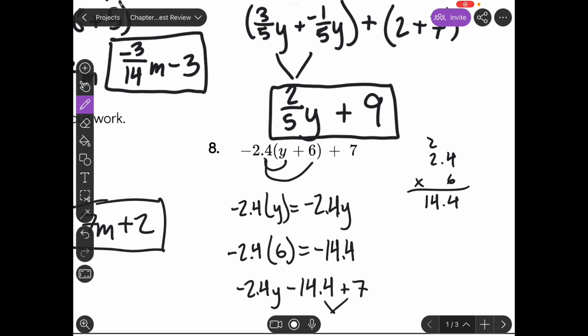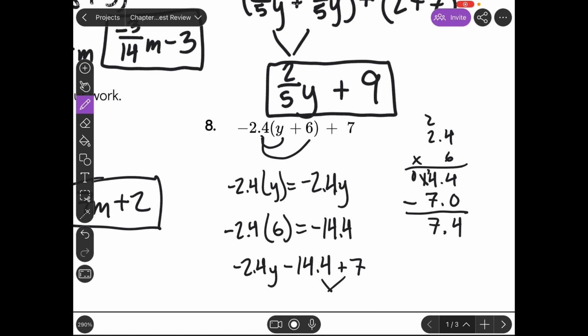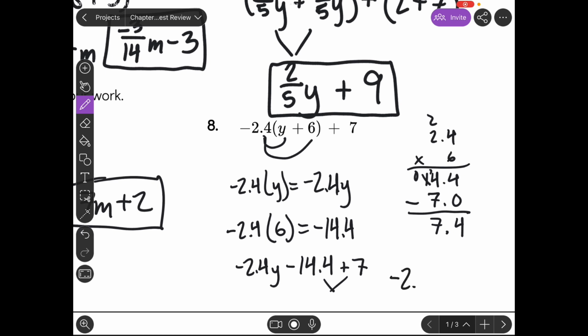My only like term is right here. These have opposite signs, so they're going to subtract. I'm going to make sure I actually put it in the right spot. 4 minus 0 is 4. I need to borrow from my neighbor here. 14 minus 7 is 7. The 14.4 was the bigger one, and it's negative. So my simplified equation should be negative 2.4y minus 7.4.